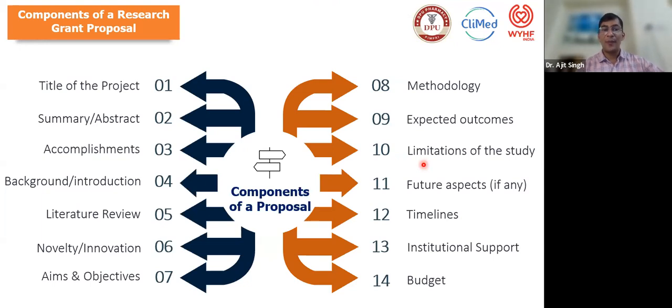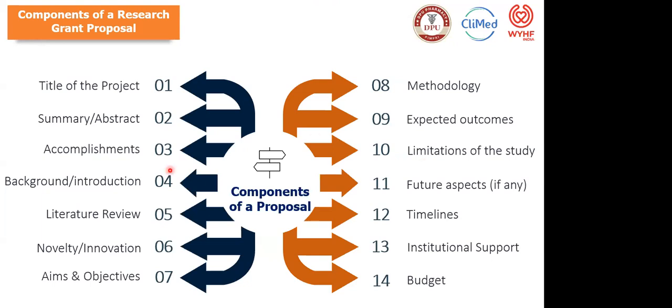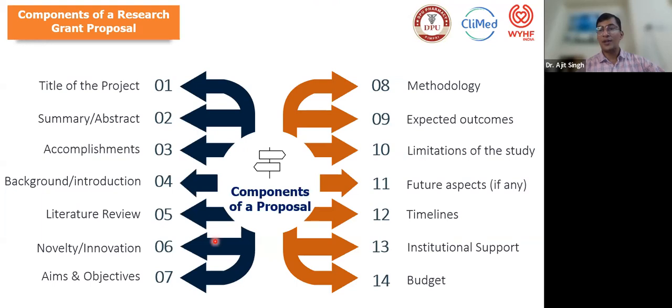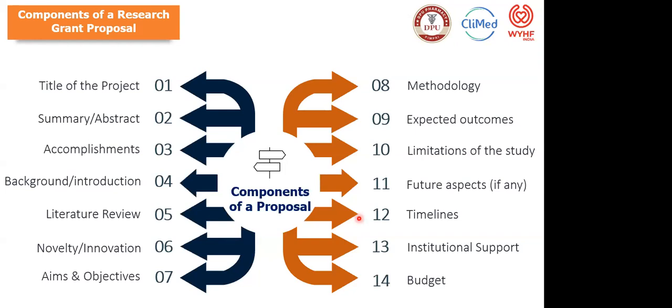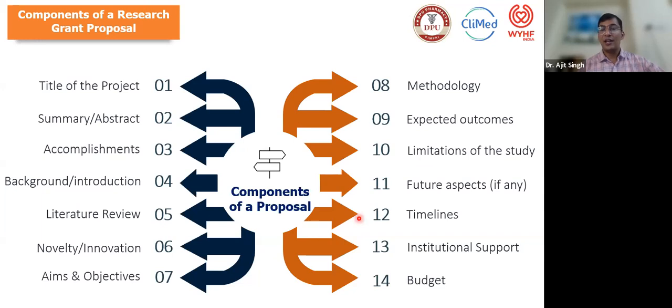Then the most important part, background and introduction. It's a kind of justification, giving a good background for the research idea. The significance of the problem, how significant the problem is, must be mentioned in your background or introduction. The epidemiology, the research questions, what we are looking for, and then a literature review to support your idea, a very important part.